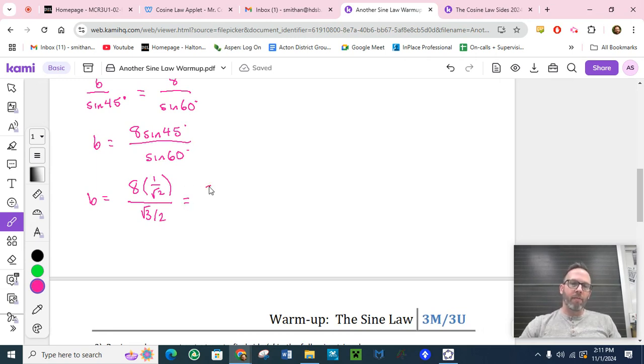So on the top, that's like 8 over root 2, and on the bottom, we're dividing by root 3 over 2, and you all know how to divide fractions. That's like multiplying by 2 over root 3. And so exactly, you get 8 times 2 is 16. And on the bottom, root 2 times root 3 is root 6. Exactly. Now let's compare for the 3M people. You would have done 8 sine 45 over sine 60. And we should get the same thing.